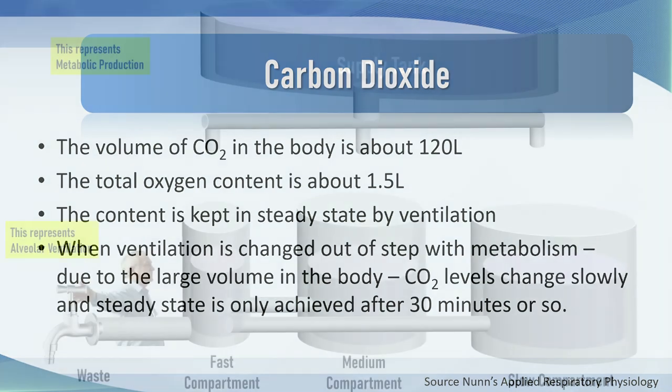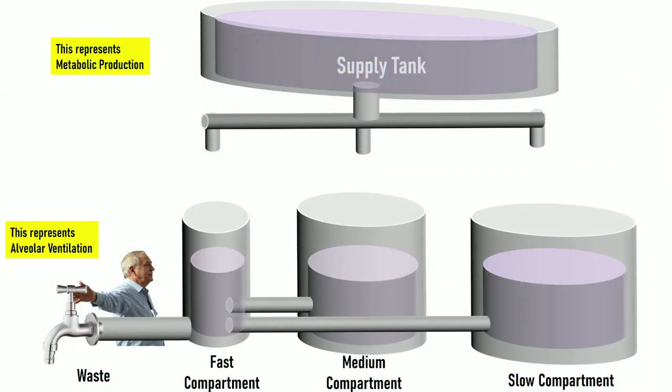Let me illustrate. This is a famous picture that I've modified from Nunn's respiratory physiology textbook looking at CO2 in the body. At the top is a supply tank that represents metabolic production, and there are 3 different compartments. A fast compartment on the left, which is brain, heart, blood, kidneys; a medium compartment, skeletal muscles; and a slow compartment, fat and bone, and each one of these contains carbon dioxide. The medium and slow compartments have progressively longer time constants versus the fast compartment. Their function is to buffer rapid changes in the fast compartment.